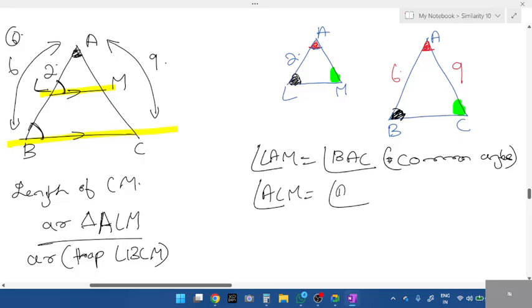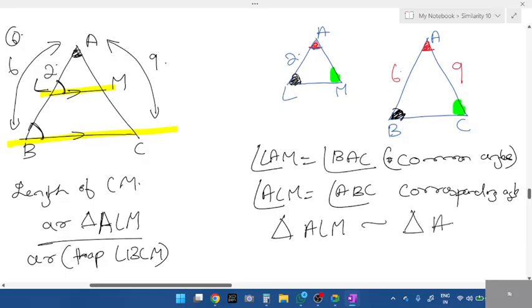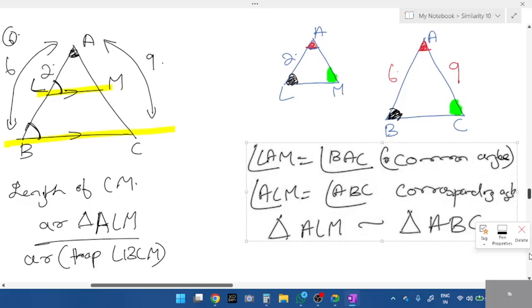Then angle ALM is equal to angle ABC. How are they related, students? What do you write? Corresponding angles. Have we proved two angles are equal? Therefore, triangle ALM is similar to which one? Triangle ABC. Is this clear? Did you all understand when parallel lines are given?